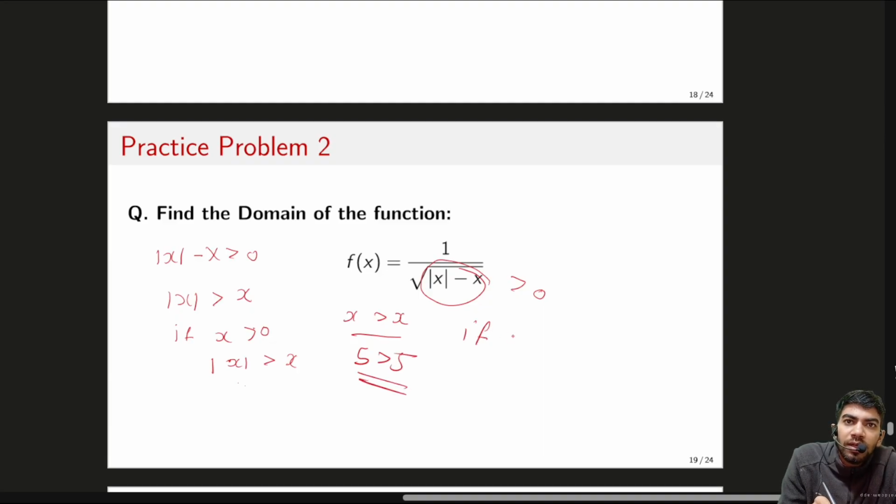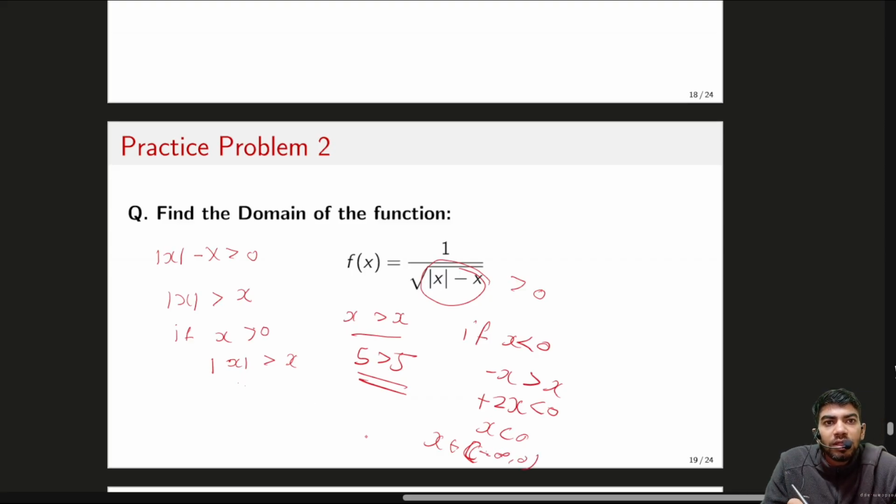If my x is less than 0, then mod x is minus x, which is greater than x. So minus 2x is greater than 0, so x is less than 0. The x belongs to minus infinity to 0. The domain of this function is x belongs to minus infinity to 0.